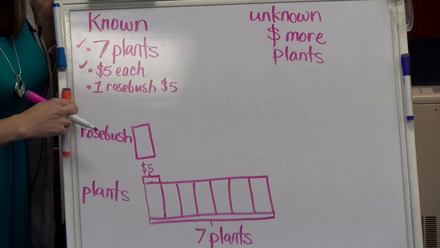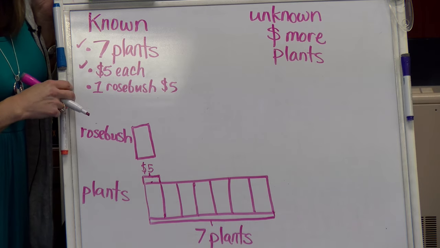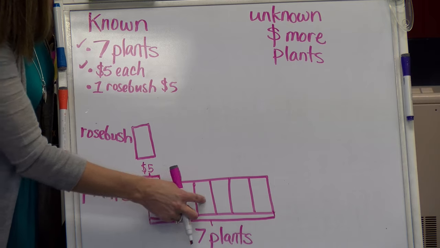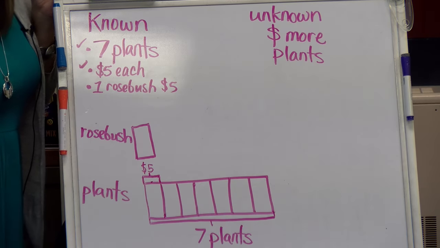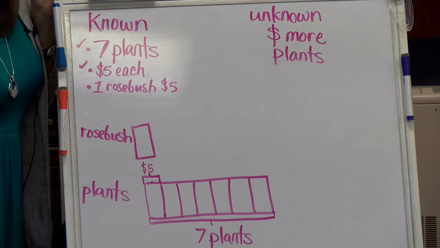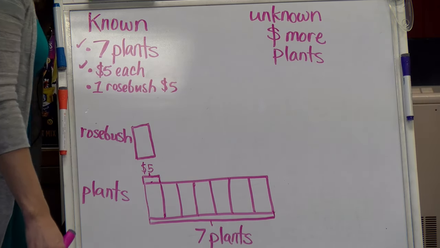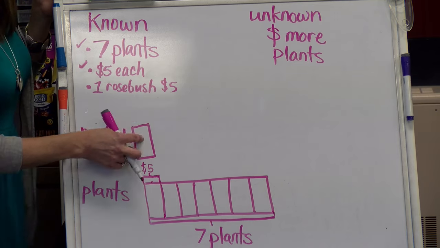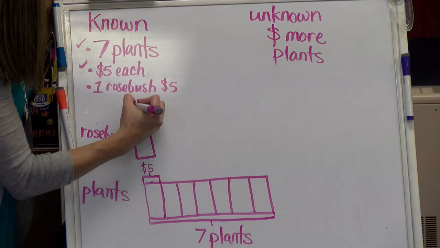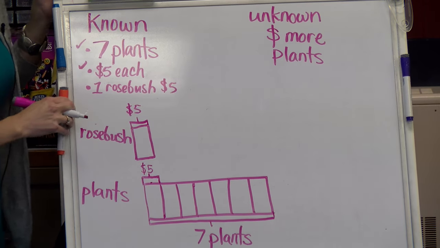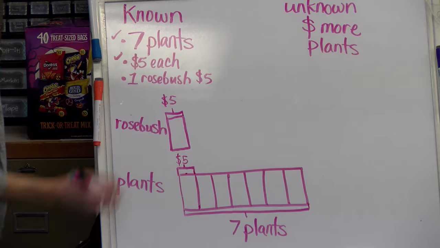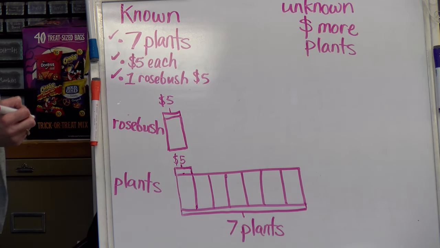Do I have a unit that represents one rose bush? Caden, is this for one rose bush here? Are any of these down here for a rose bush? Or are they just for plants? Just for plants. So where's our rose bush? Right here. So that's where we need our $5 value, right up here. And so much stuff above it. That's okay. Yes, but there's a lot to remember. Okay, done with this. Put our check.